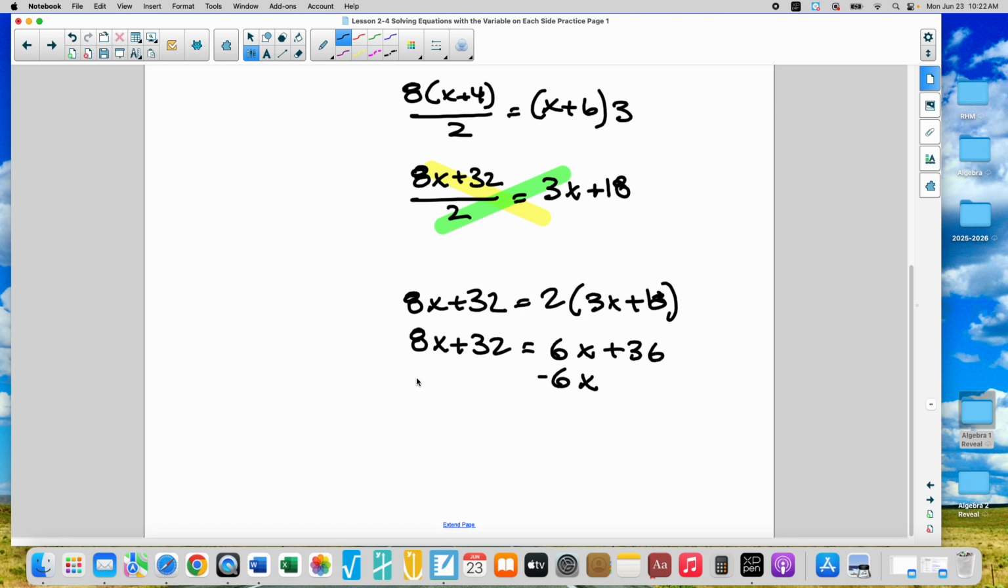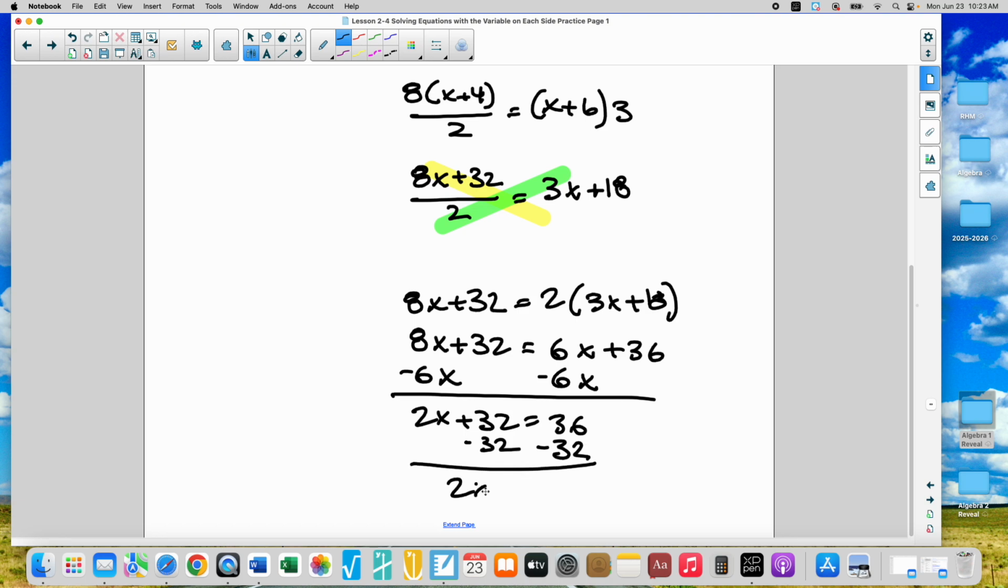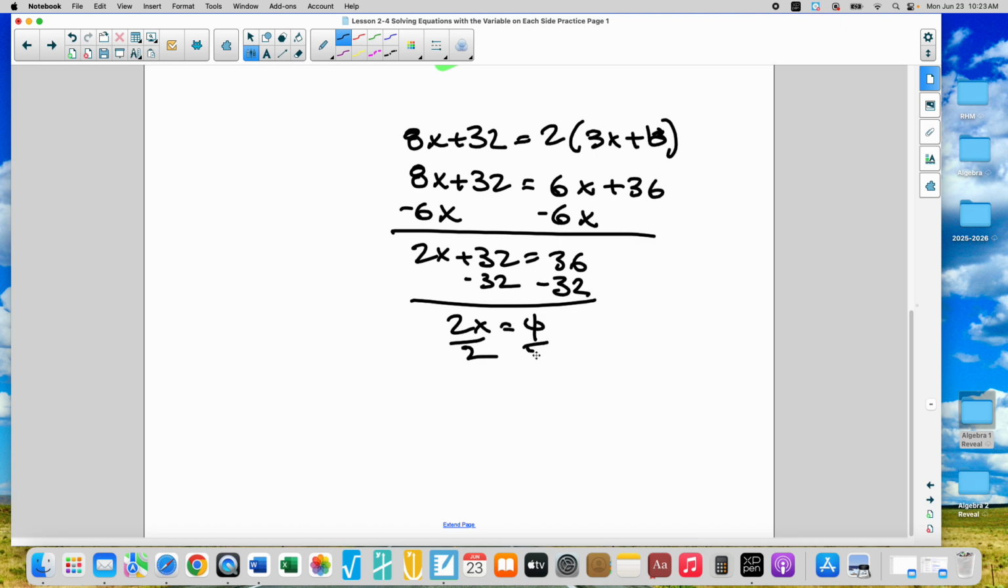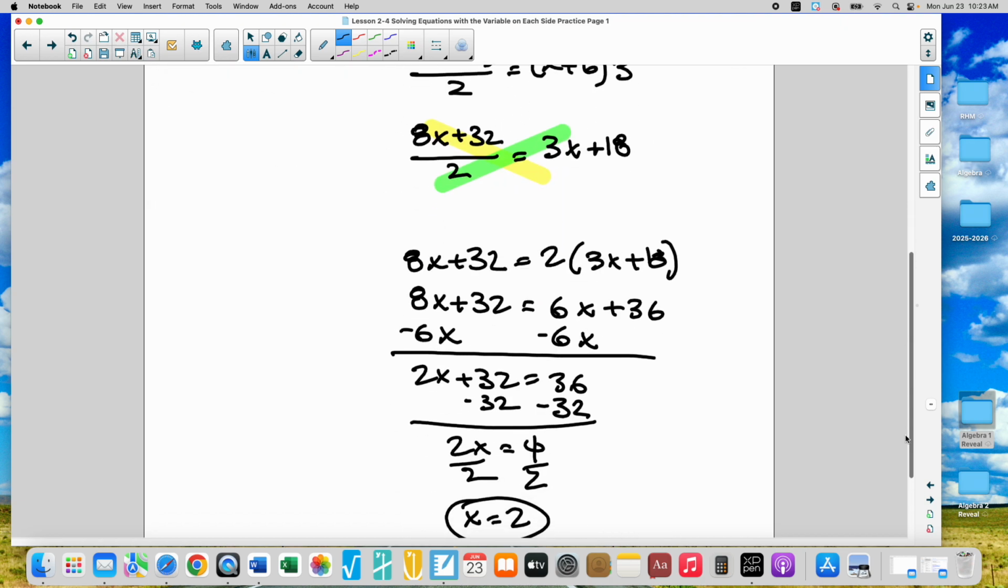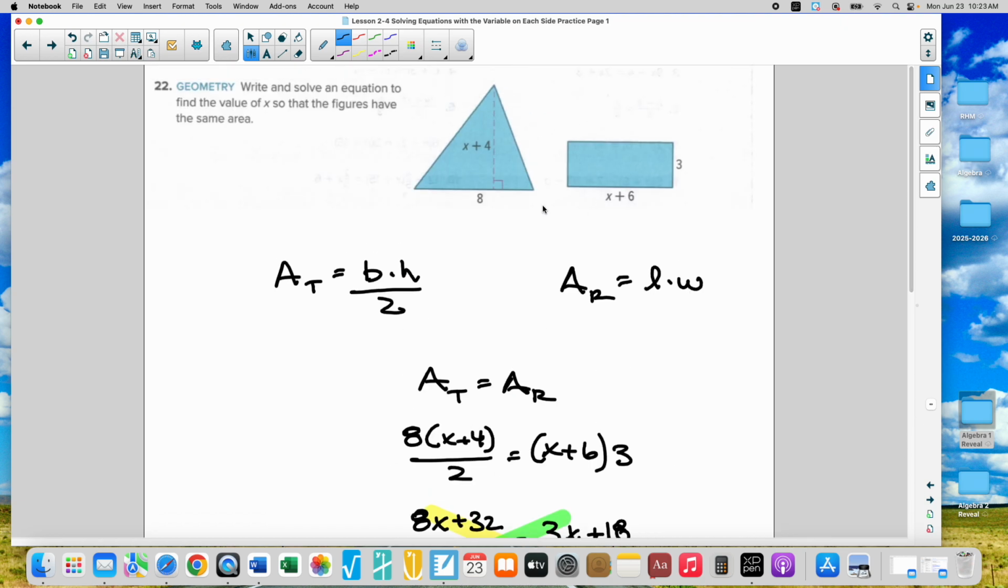Let's move my variables. That is 2x plus 32 equals 36, minus 32 on both sides. 2x equals 4. Divide by 2, x equals 2. We were asked to write and solve an equation and find the value of x. So we found the value of x: x equals 2. We don't know what the unit is, so 2 units.